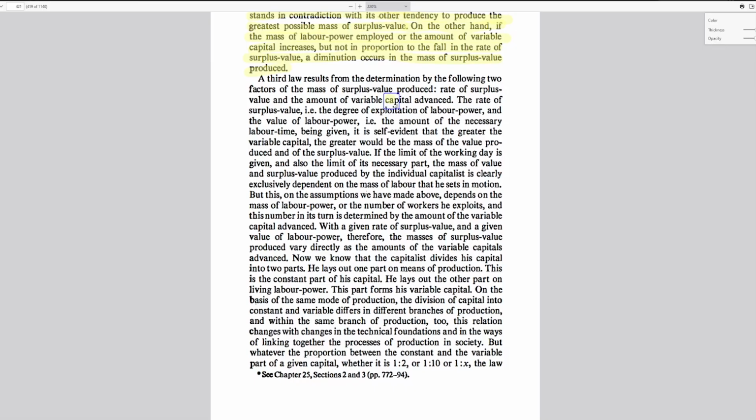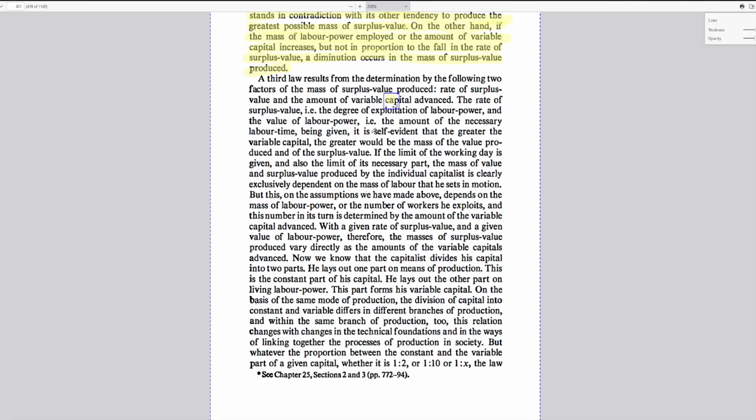And let's jump back. So he says that the third law results from the determination by the following two factors of the mass of surplus value: the rate of surplus value and the amount of variable capital advanced. The rate of surplus value, or the degree of exploitation, and the value of labor power, the amount of necessary labor time being given, it is self-evident that the greater the variable capital, the greater would be the mass of the value produced and of the surplus value.